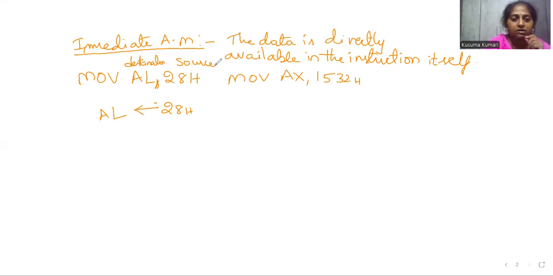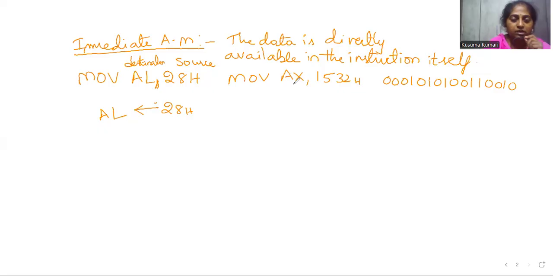What is the difference here? This is the 8-bit register, that's why the data is also 8-bit. Here, this is the 16-bit register, so the data is also 16-bit. How is it called 16-bit? Because a 16-bit number is represented as 4 hexadecimal digits, 1, 2, 3, 4. That means this 1532 can be written in binary form as 0001 0101 0011 0010. This is the 16-bit binary representation, or 4-digit hexadecimal number.